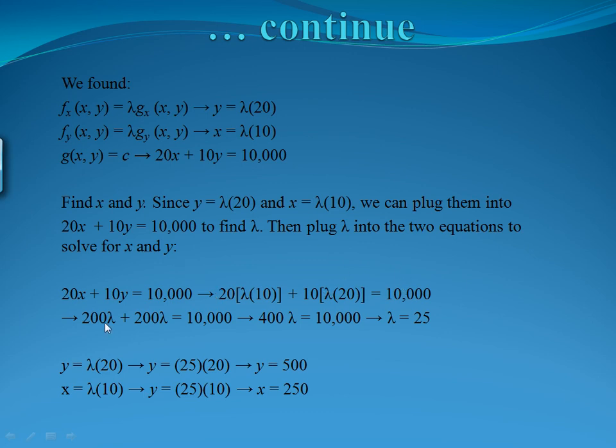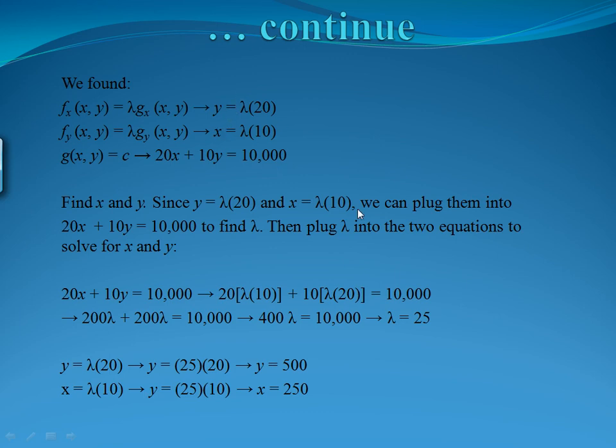Simplifying, we get 200 lambda plus 200 lambda equals 10,000. So that gives us 400 lambda equals 10,000. So lambda will equal 25. So now that we know what lambda equals, we can go back to the original equation and plug in that value of 25 for lambda to get values for x and y. So y equals lambda times 20. So y equals 25 times 20. So y equals 500. X equals lambda times 10. So that's going to give us 25 times 10. So x equals 250.